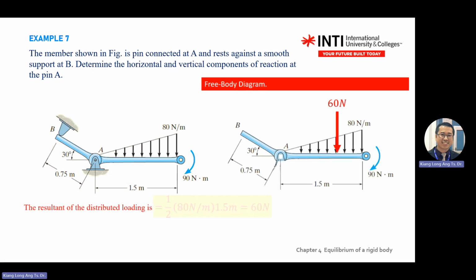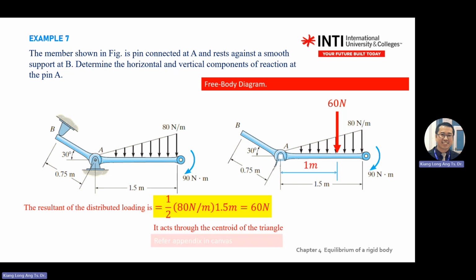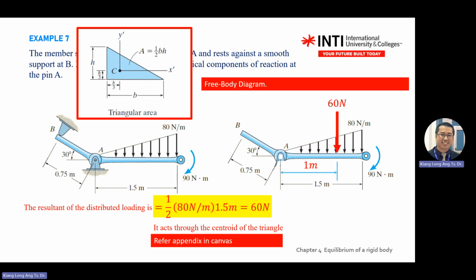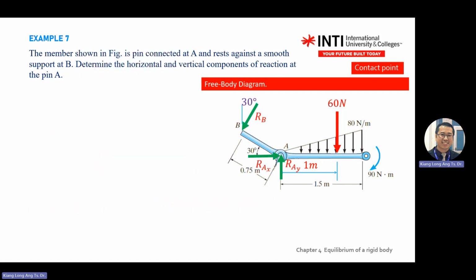Okay. So I just put in there. This one, distributed load becomes 60 Newton. Okay, refer to canvas. There's an appendix there. So where's the direction from base? From the base. This is the base of the rectangular. So 1/4. So total length is 1.5. 1/4 is 0.5 here. So the length from A to the focus point F, 16 Newton there is 1 meter. Contact point, put in there. Then solve.